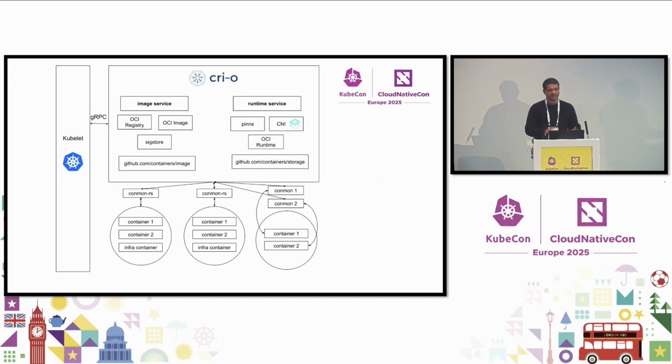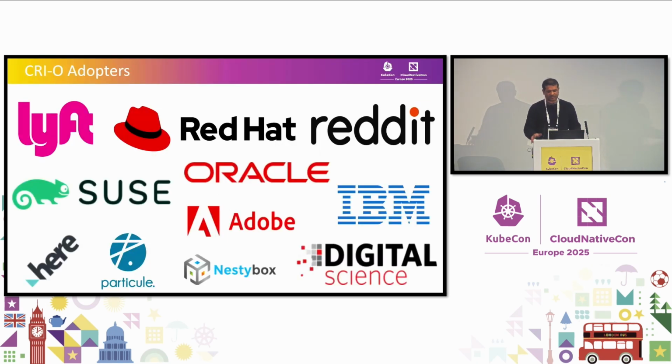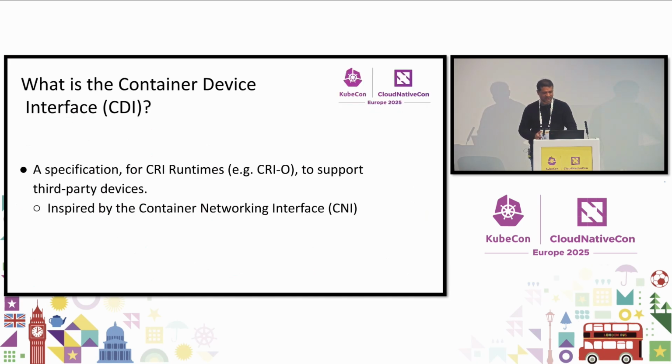Moving on, this is generally how a CRI runtime looks. gRPC is the CRI interface, where you have the image service and the runtime service, and there are different components that CRI-O interacts with in order to run the containers. Going forward, these are some of our adopters, which help us stay motivated to make CRI-O better and better with every release.